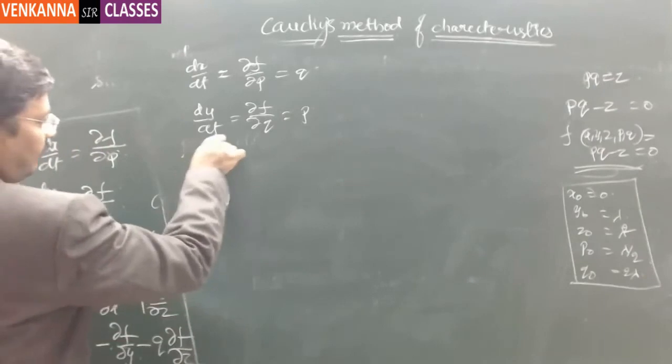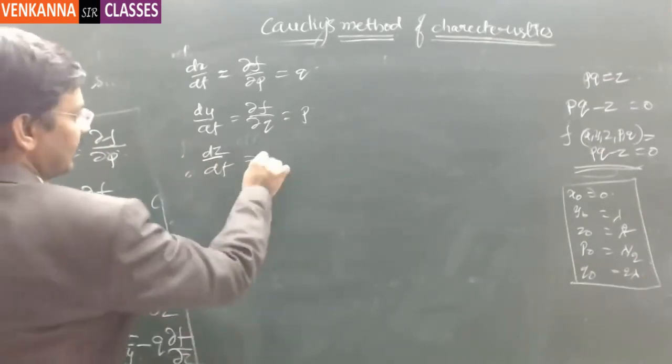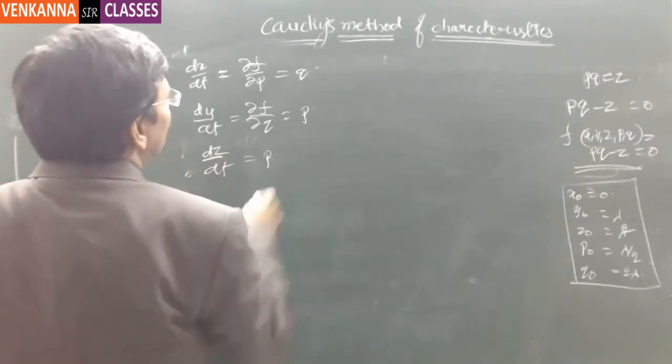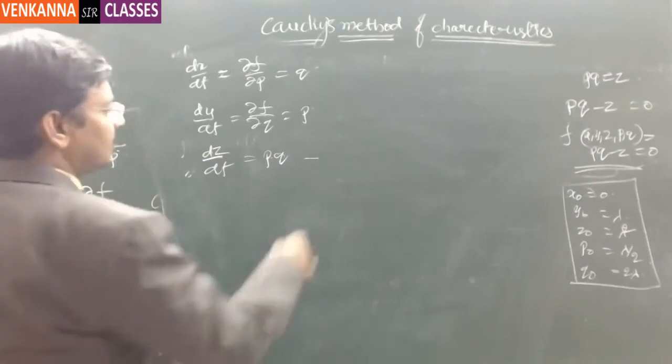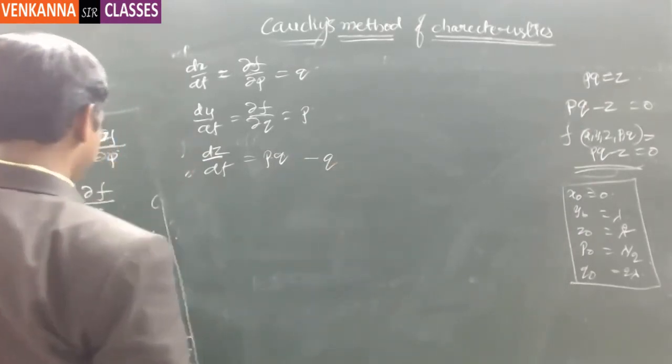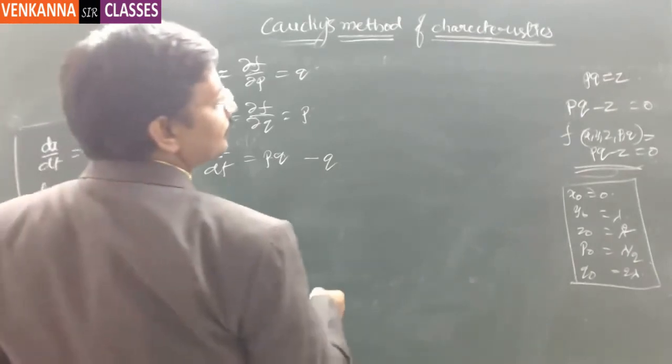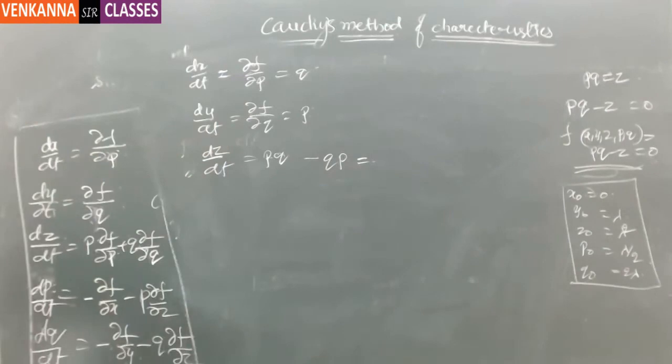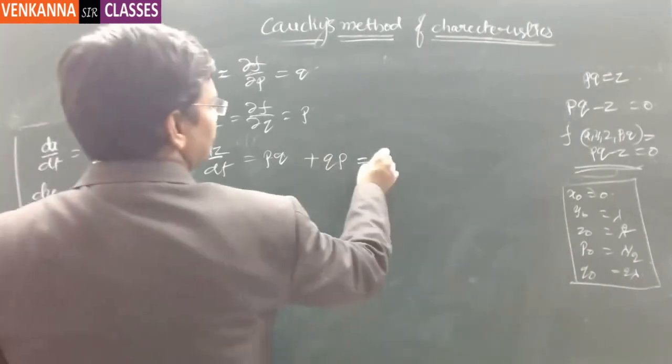And then dz by dt is equal to P times dou F by dou P, which is Q, minus Q times dou F by dou Q, that is P. Sorry, this is plus, right? Yeah. So 2 times PQ.